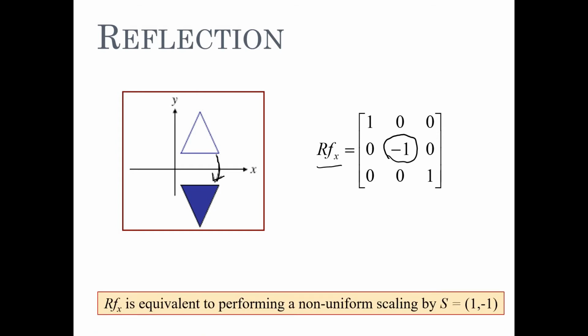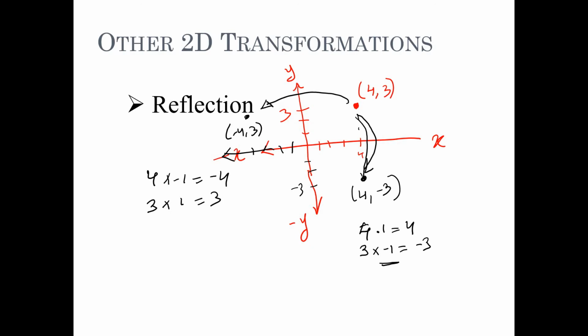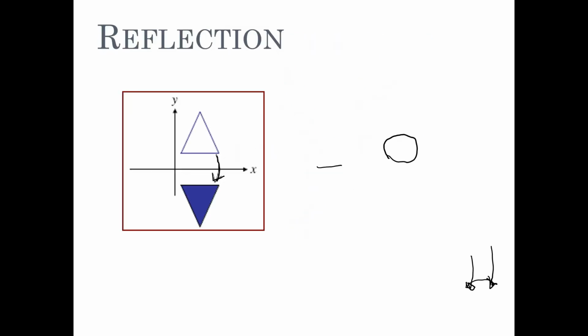So RFX, which simply means reflection on the x-axis, is equivalent to performing a non-uniform scaling by s equal to 1, minus 1. In the previous lecture we talked about scaling, and if we scale this, the x coordinates will be multiplied by 1 and the y coordinates will be multiplied by minus 1, as we have just seen previously here. Along the y-axis, this coordinate 3 is multiplied by minus 1. Alright, this is similar to scaling.